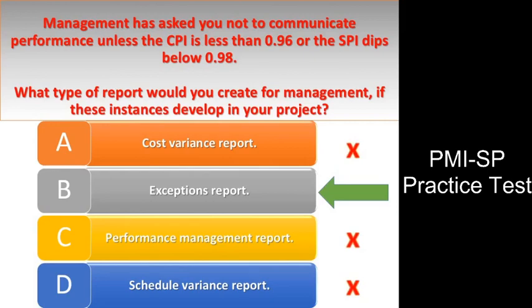Answer option C is incorrect. The performance management report is not a valid project management report. Answer option A is incorrect. The question is asked about cost and schedule, so this answer would not be appropriate for both the cost and the schedule. Option D is incorrect. The question is asked about cost and schedule, so this answer would not be appropriate for both the cost and the schedule.